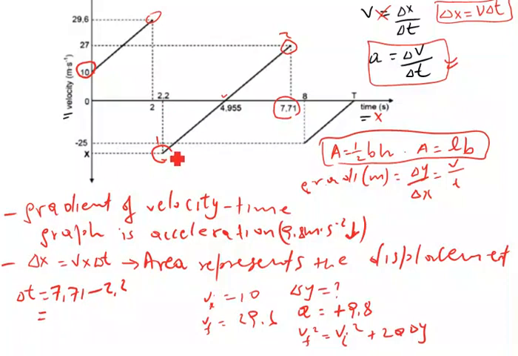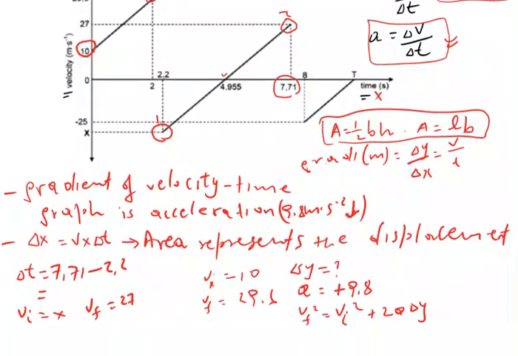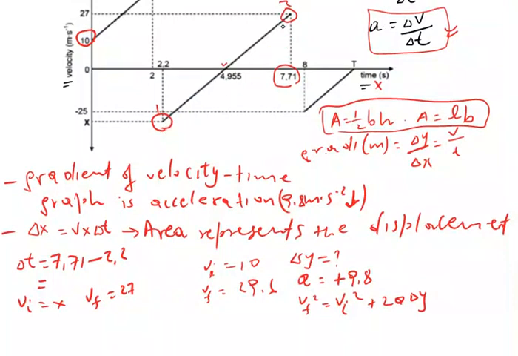So this is your initial velocity. Your initial velocity in this case is x. Your final velocity in this case is 27. Okay, so the line is still increasing, therefore the acceleration is positive 9,8. Then you calculate for the value of x.